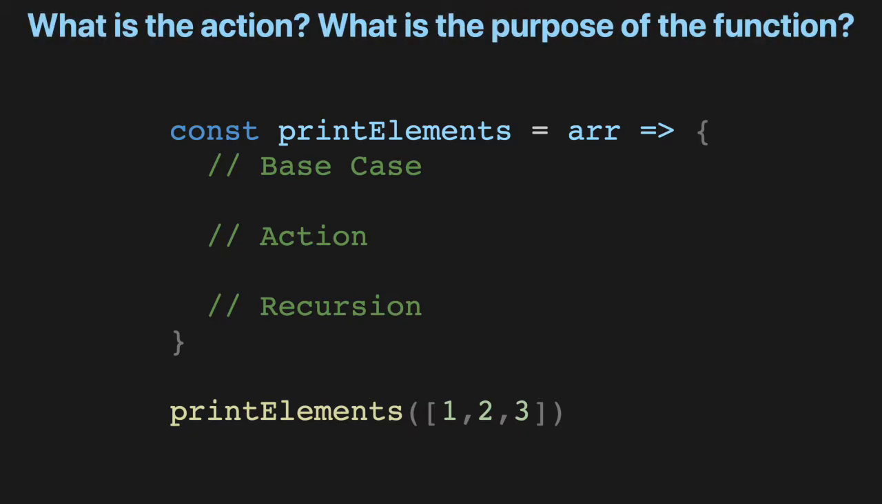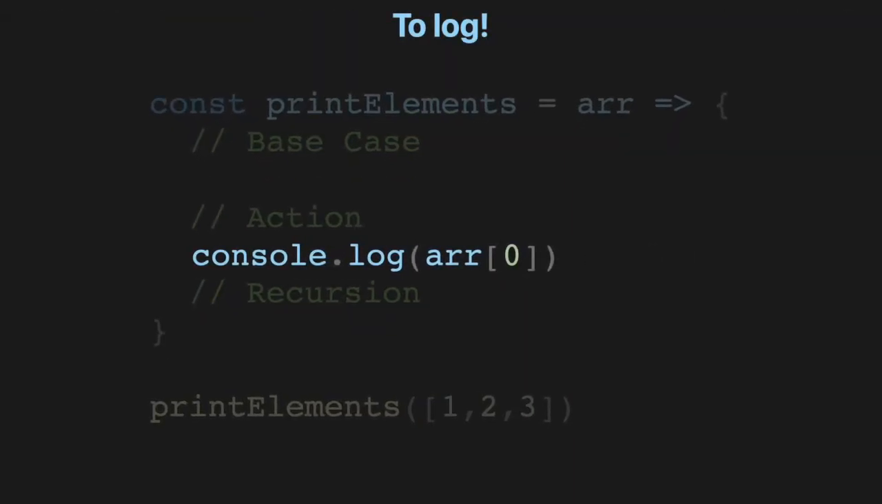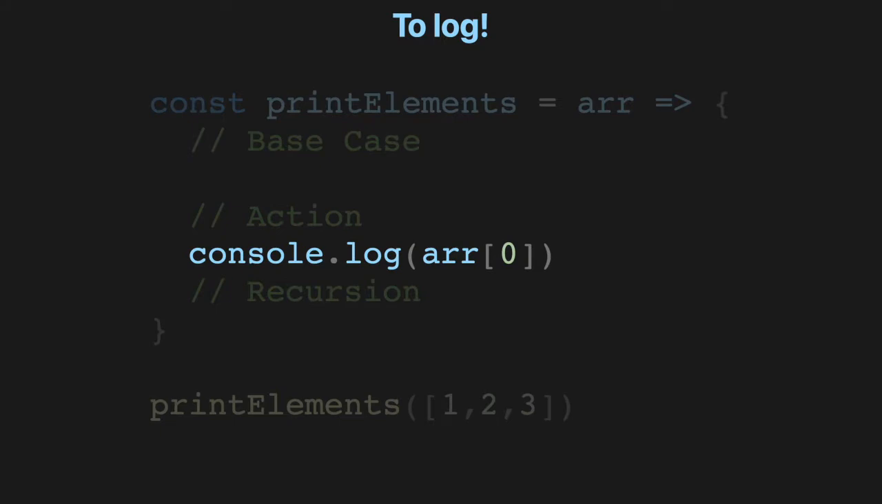All right, so what's the action here? Well, I like to think, what is the purpose of the function? And the function is meant to log, right? And so we're logging the first element here in this print elements function, and then we'll pass in the tail of the array and so on and so forth. We're always just going to print the first element.